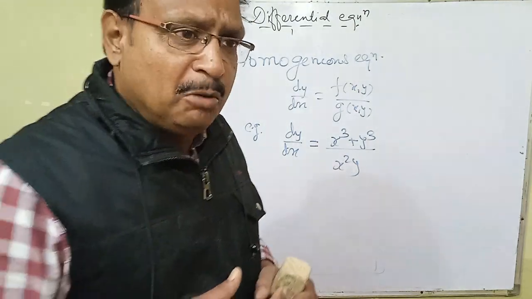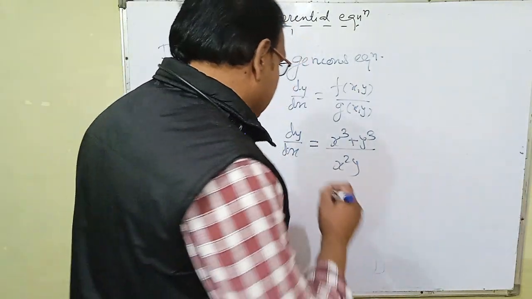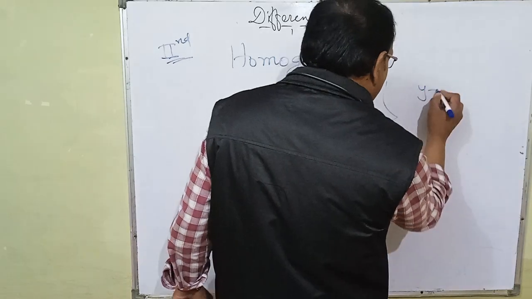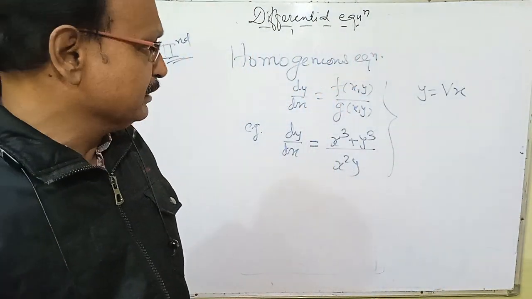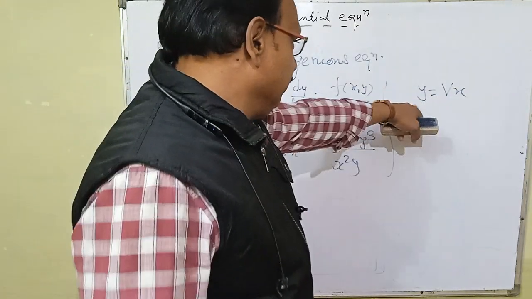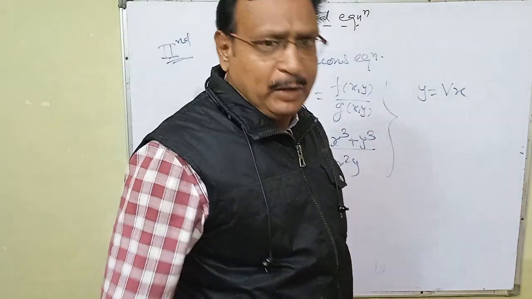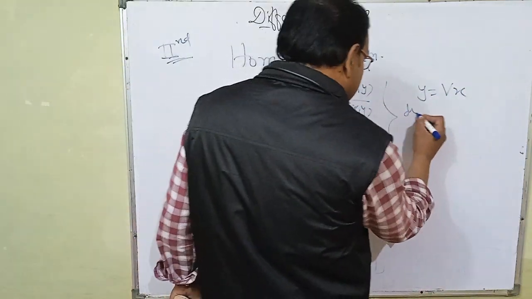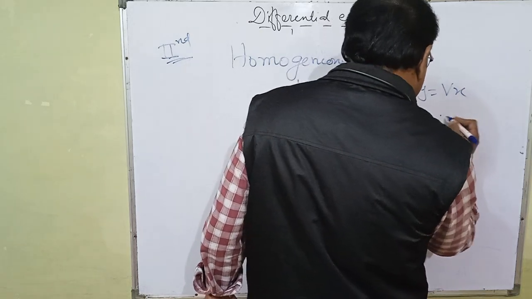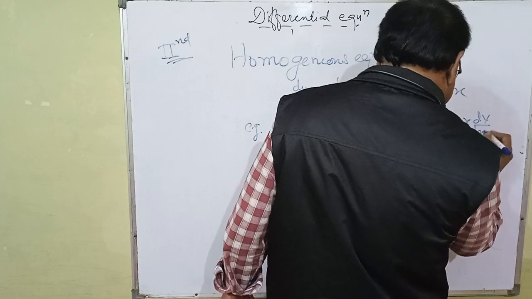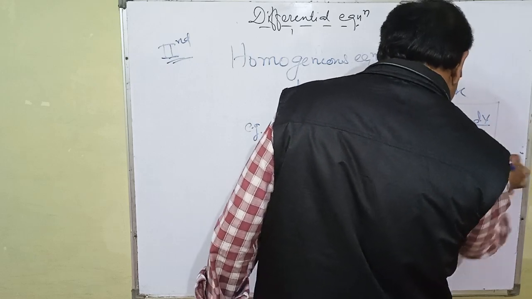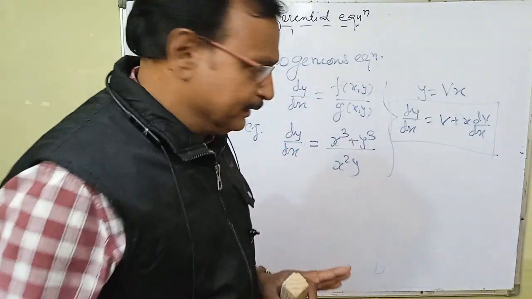And what is the method? The method is that we have to put y is equal to vx in this type of differential equation. Y is equal to vx. When we differentiate it with respect to x, we find dy by dx is equal to v plus x dv by dx. This is the easy trick.